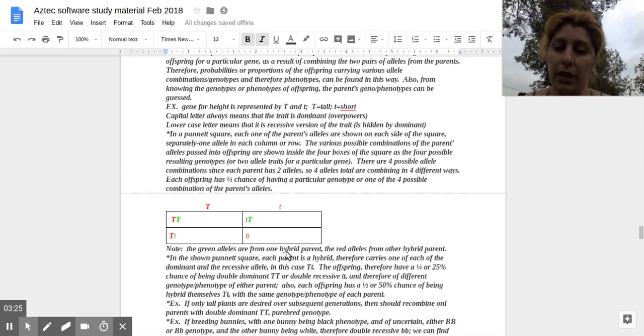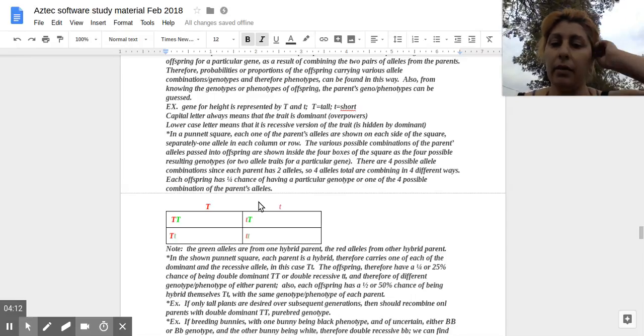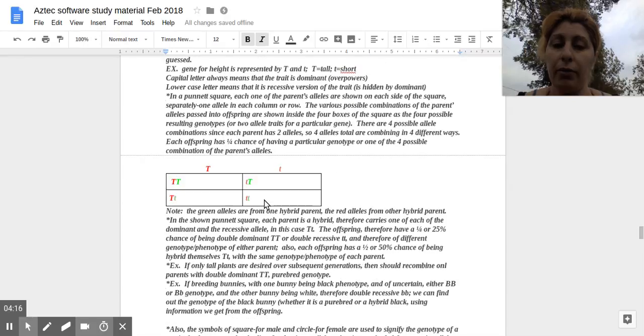In a Punnett square, which I've shown here, each of the parents' alleles are shown on each side of the square. So you have one allele in each column or row, depending on one parent and another parent on each side of the square. The various possible combinations of the parents' alleles passed into the offspring are shown inside the 4 boxes of the square as the 4 possible resulting genotypes, or 2-allele traits for the particular gene. There are going to be 4 possible allele combinations, since you have 2 alleles from each parent. 2 times 2 is 4. So you have 4 different ways of combining the alleles. Each offspring has a 1/4 or 25% chance of having a particular genotype.